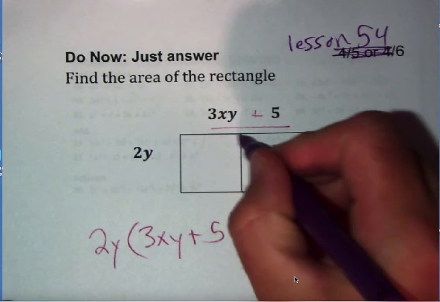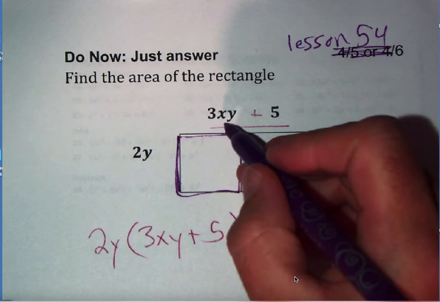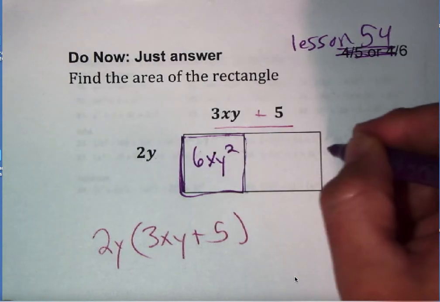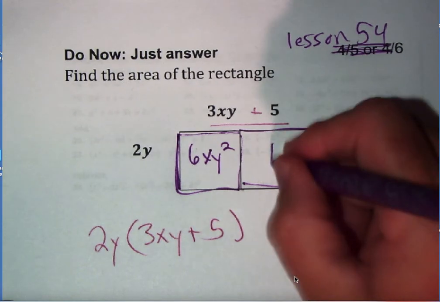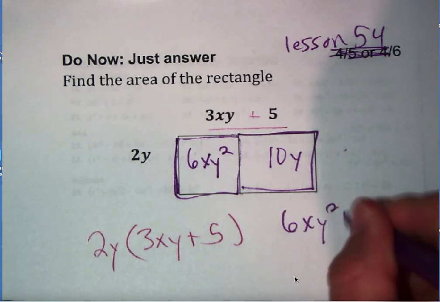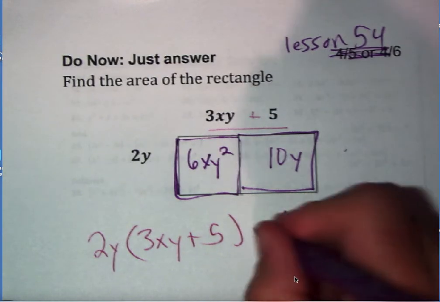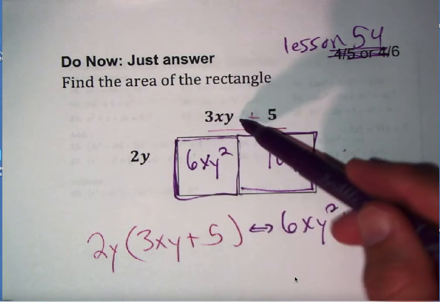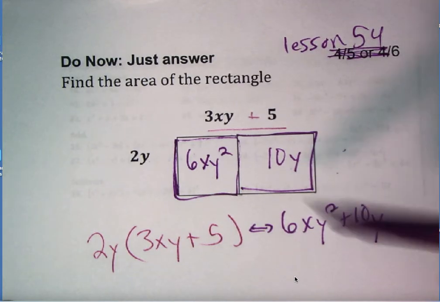Or I guess I could find the area of this piece, which says 2y times 3xy is 6xy squared. And the area of this rectangle, well, 5 times 2y, that would be 10y. And the area of the whole rectangle would be 6xy squared plus 10y. So we actually have two expressions that represent this area. It could be length times width, or width times length. Or we could find the areas of the two pieces of the rectangle and add it together.